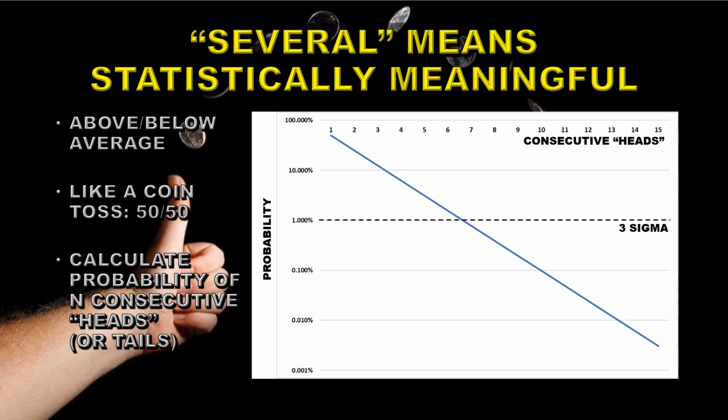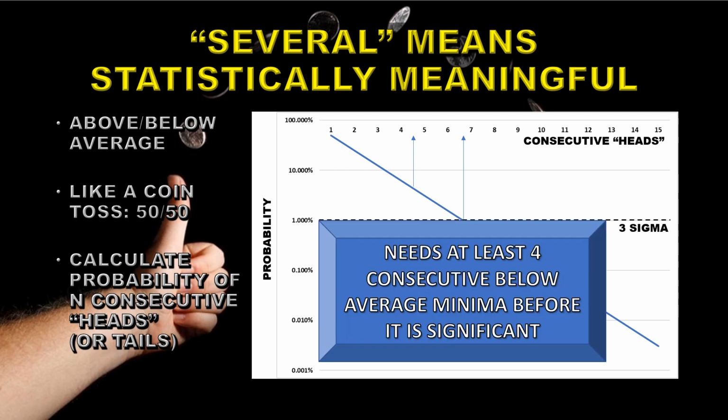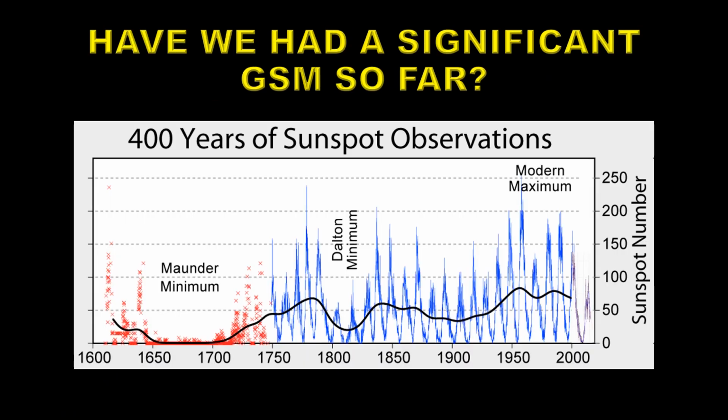Now for significance in probability theory, 3 sigma is usually the criterion that we use, and that's about 1%. So that would put you there. However, that would require 6 consecutive heads or 6 consecutive below average solar cycles to say it's meaningful. So you'd say that that's a little bit of a tough criterion. So let's go back to 2 sigma, and that would require 4 consecutive below average minima before we can call it significant.